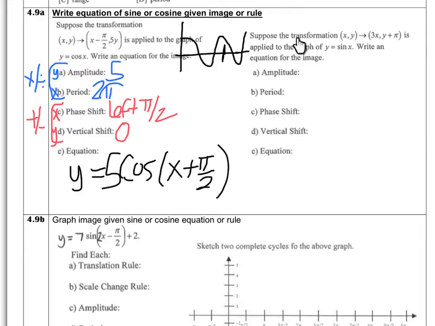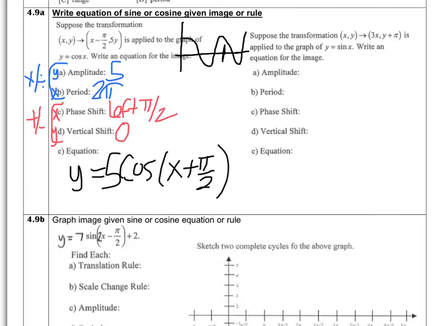If we look at this next one, here's the transformation this time. It's 3 times x, and it's y plus pi. So again, we have a stretch on the x, so the multiplying or dividing, which means it's amplitude or period. And we have an adding or subtracting to the y, which means it's a phase shift or vertical shift. Let's start and actually write the equation first.